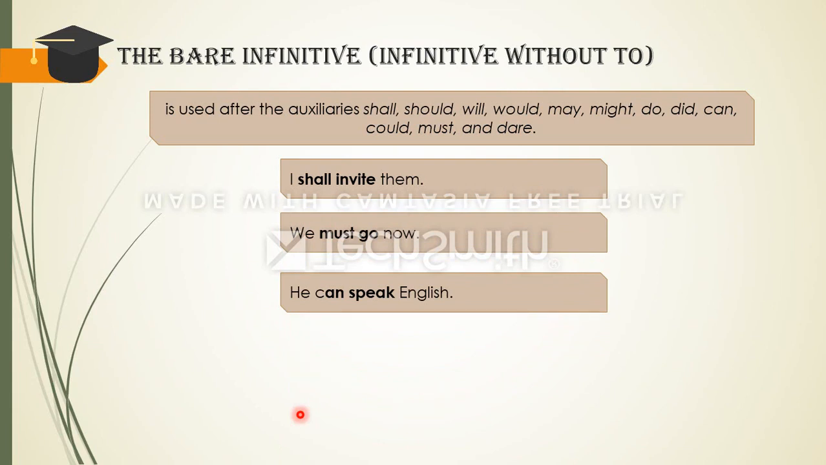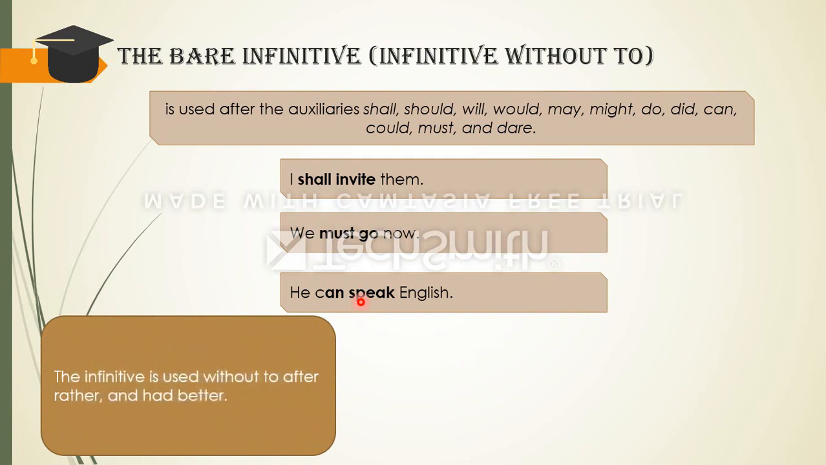I shall invite them. So shall, okay, is followed by the infinitive without to, the bare infinitive. We must go. Now I will stay. Okay, he can speak. We cannot say he can to speak. Okay, so whenever you have a modal verb, make sure to have the infinitive without to after. He can make, or he can speak, he can report, he can do a lot of things.